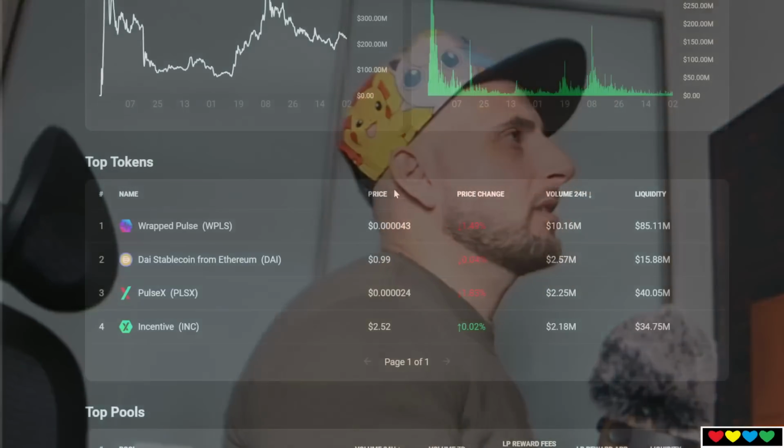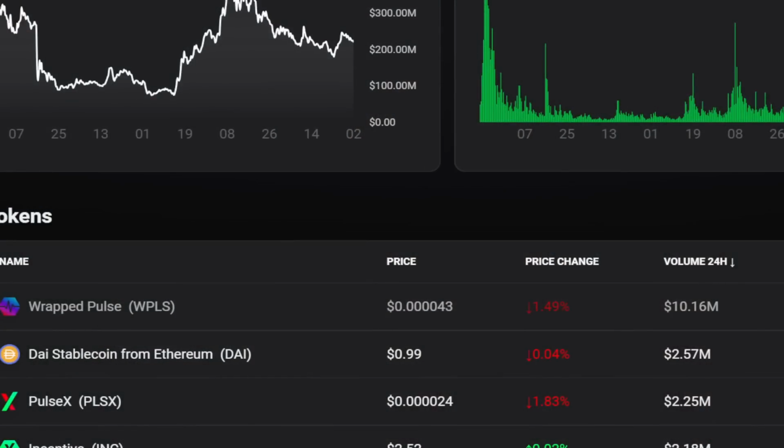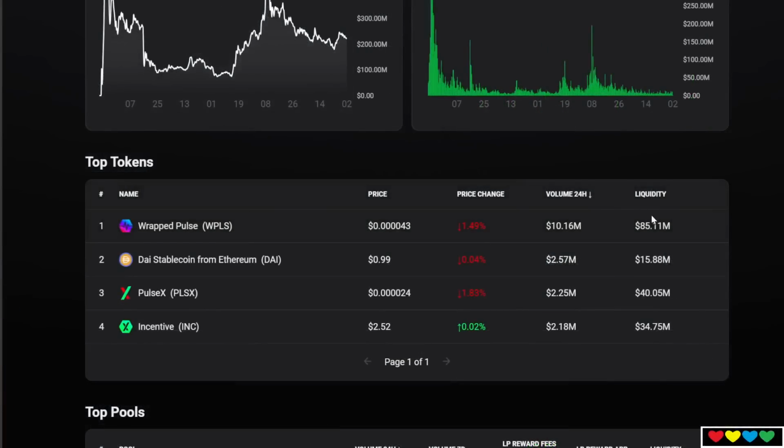What I've done now, friends, is gone to the PulseX website, the info page. It's annoying, it takes a while to load. On the right-hand side we have liquidity, wrapped Pulse. That's 85 million. Remember, liquidity is the bid plus the ask, so how much people want to buy and how much people want to sell. To find just the ask, what's on the offer, you divide by 2. So it's around $45 million here.